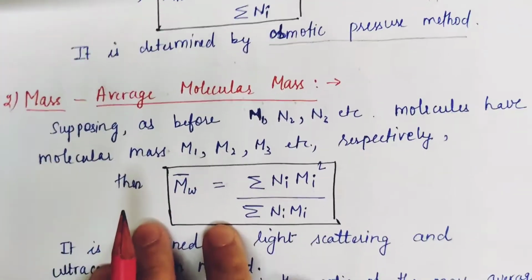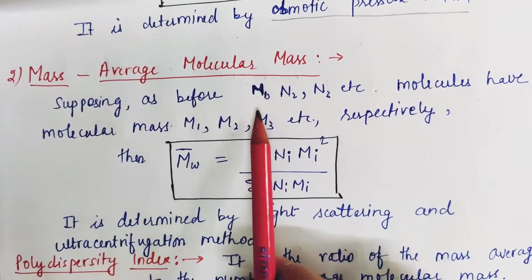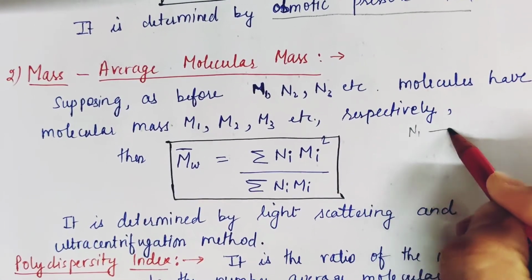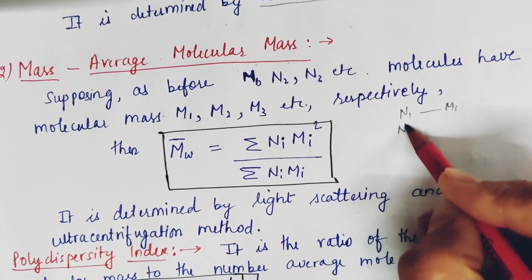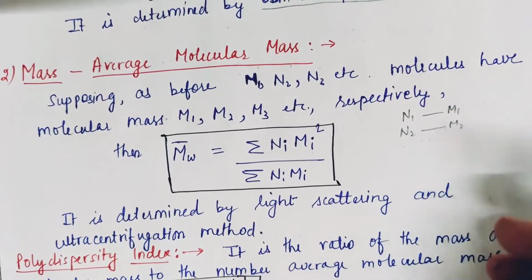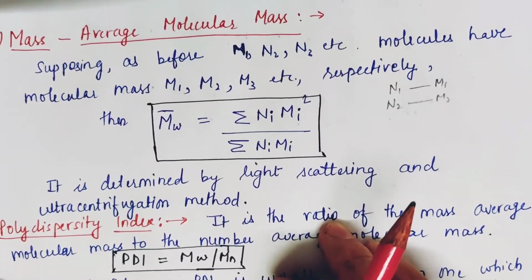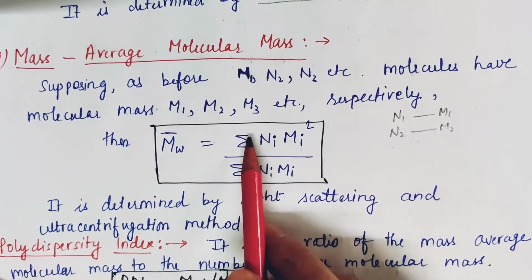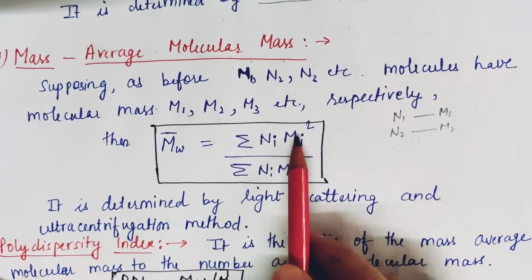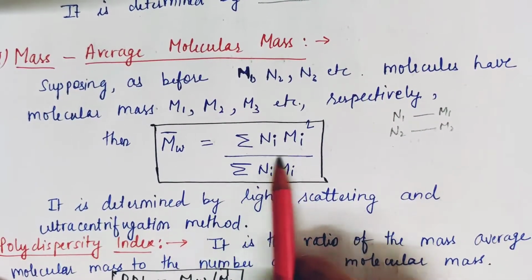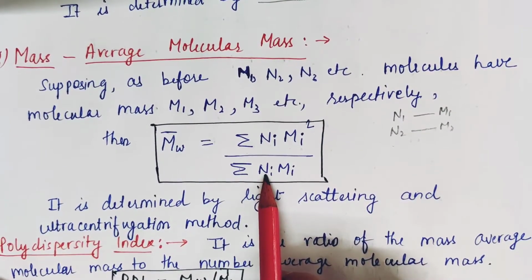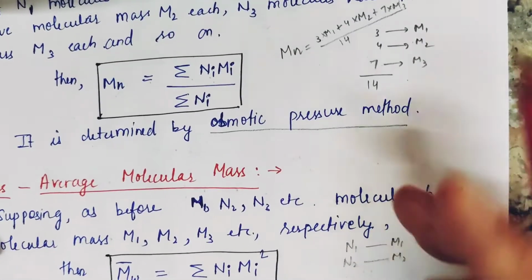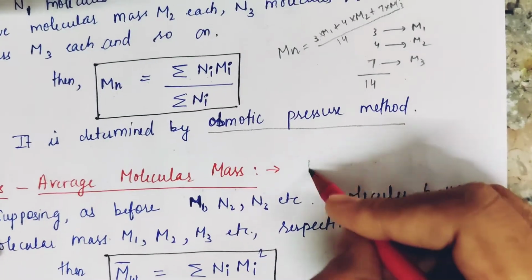Now moving on to mass average molecular mass, the criteria we were supposing is the same. N1 molecules have M1 molecular mass, N2 chains have M2, and so on. So when we are finding mass average molecular mass, it is summation of product of Ni into square of molecular masses divided by summation of product of Ni into Mi.